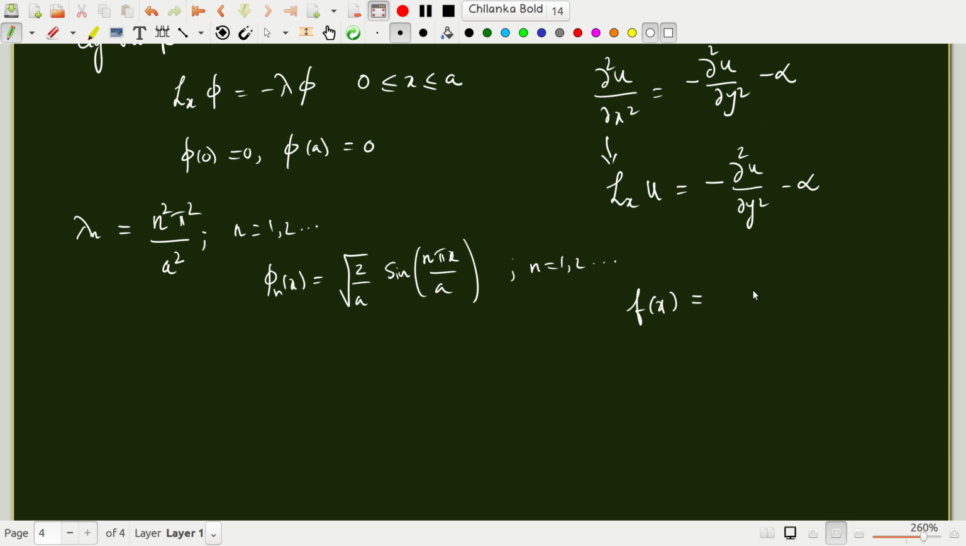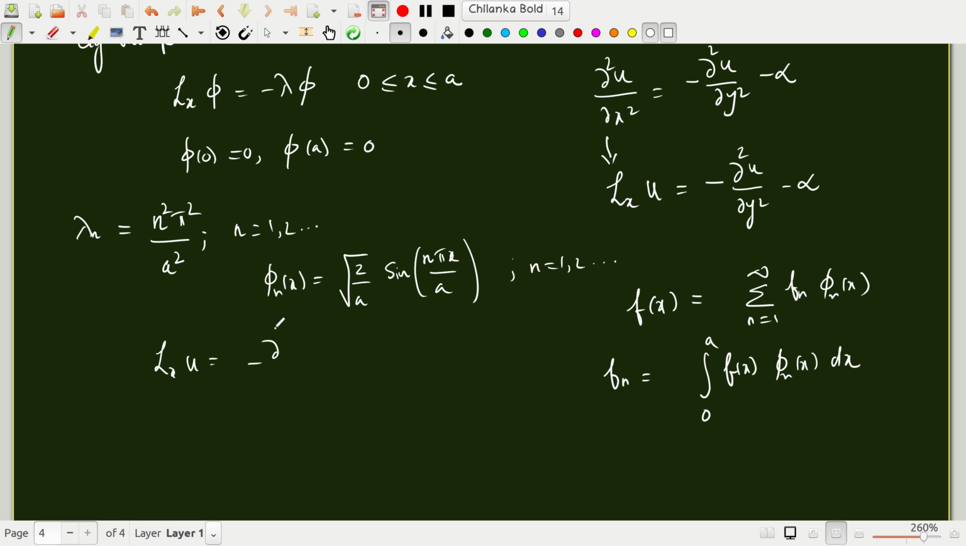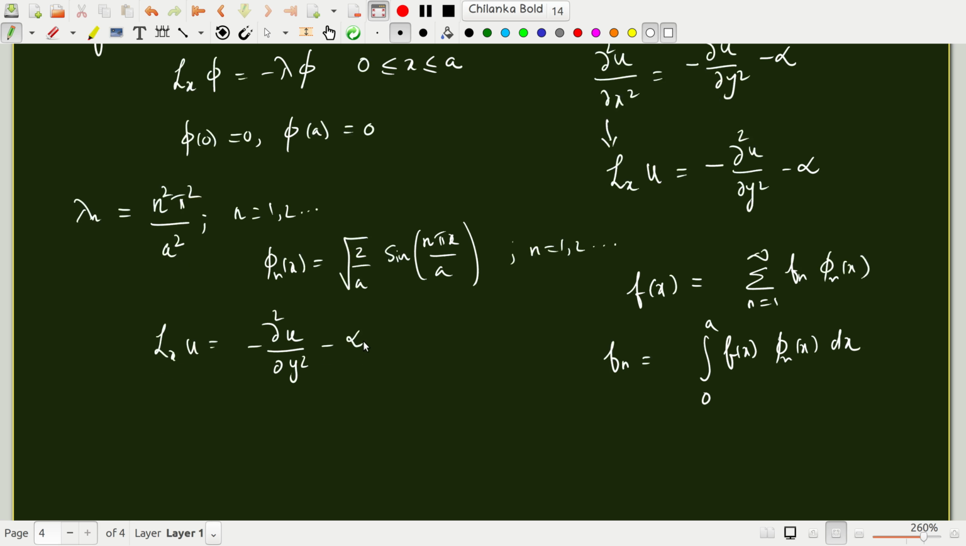of x, which obeys the same boundary conditions as phi n's, that is the Dirichlet boundary conditions, can be represented as the sum of fn times phi n of x, where fn is nothing but the integral from 0 to a of f of x phi n of x dx. Okay, so now we had Lx u is minus partial squared u by partial y squared minus alpha, right?